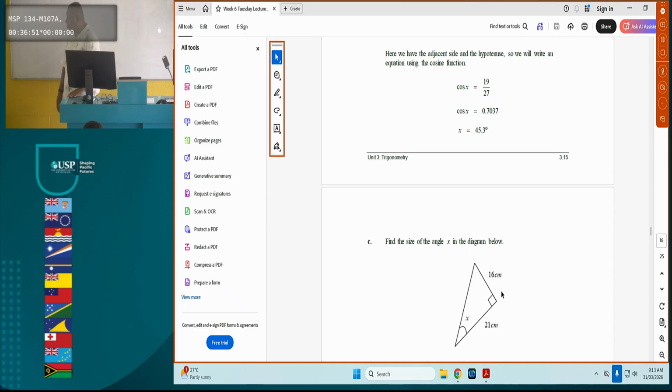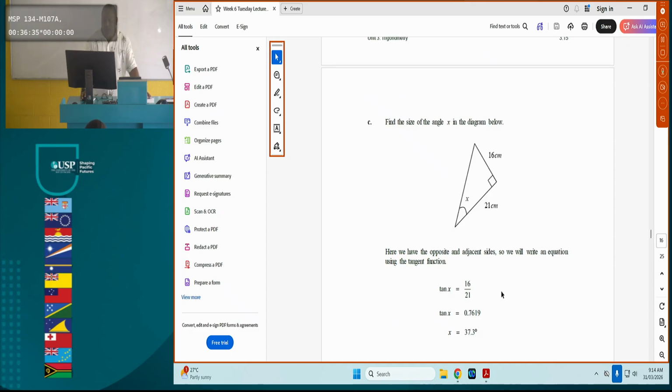Which sides are we using, for example, C? Adjacent, opposite. So, TOA. Use the second option, tan inverse, bracket 16/21. 37.3? Yes. 2 decimal places? 37.30. Okay.